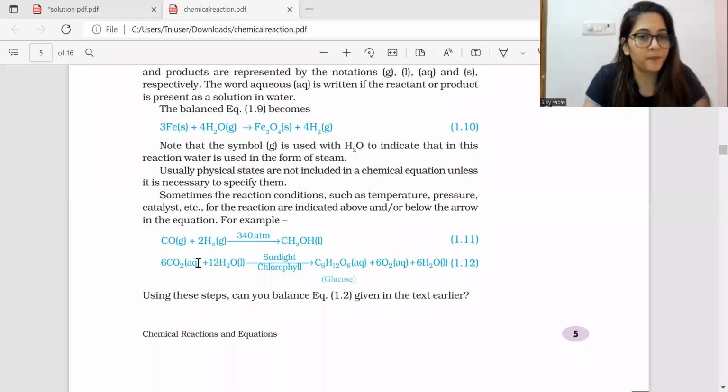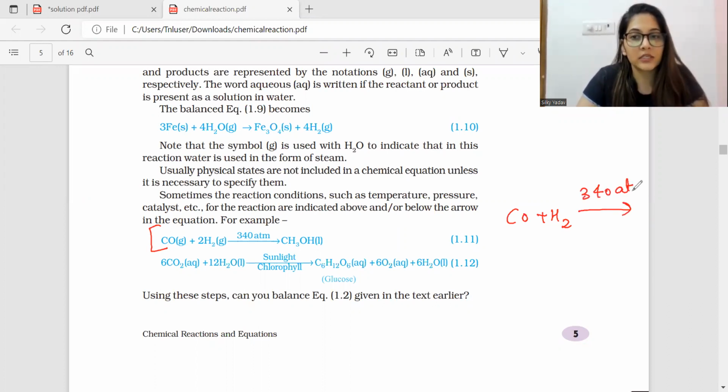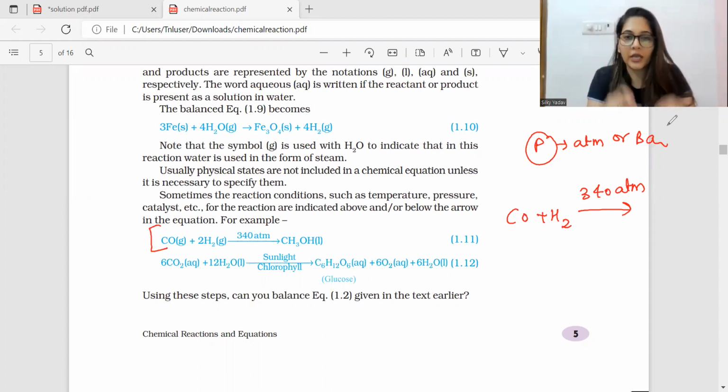Now let's get started. In this equation, you all can see carbon monoxide is there, and we are heating the carbon monoxide in the presence of hydrogen gas with a pressure of 340 atm. Always remember, pressure is measured either in atm or in bars. So we are applying pressure on the hydrogen gas so that hydrogen can react with this CO gas, and it is going to make an alcohol here.